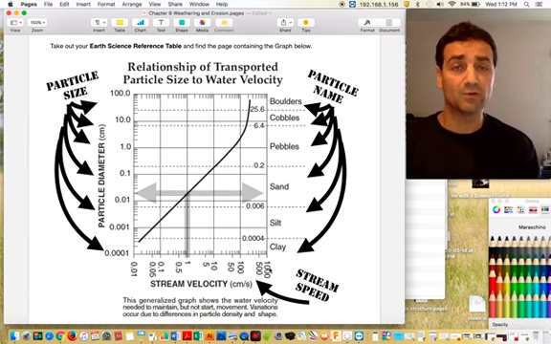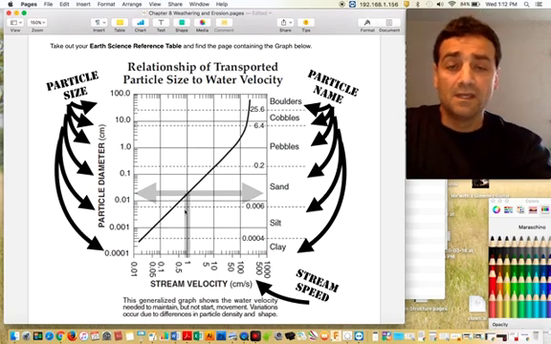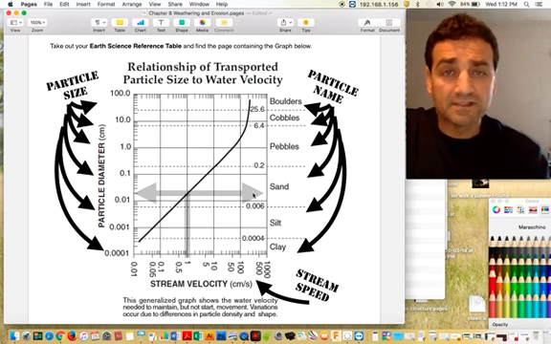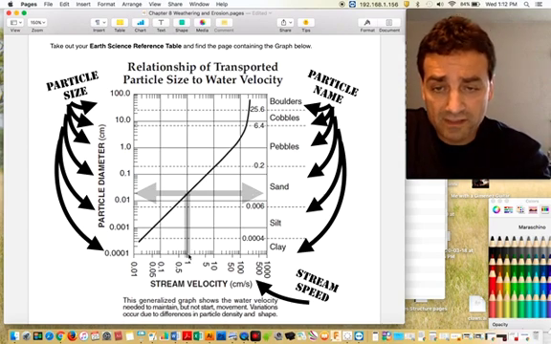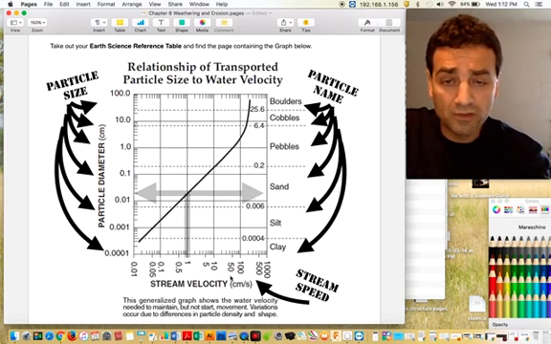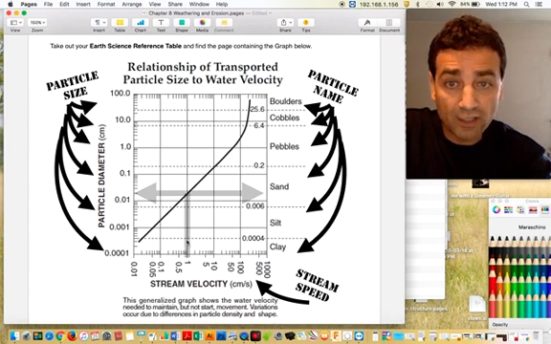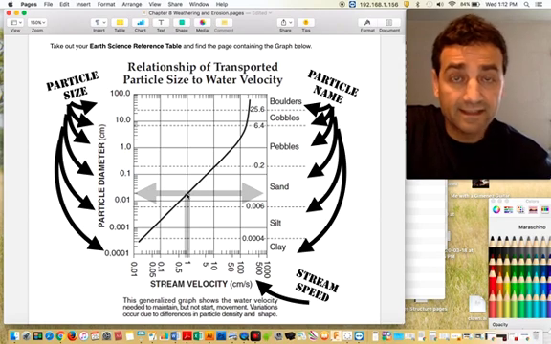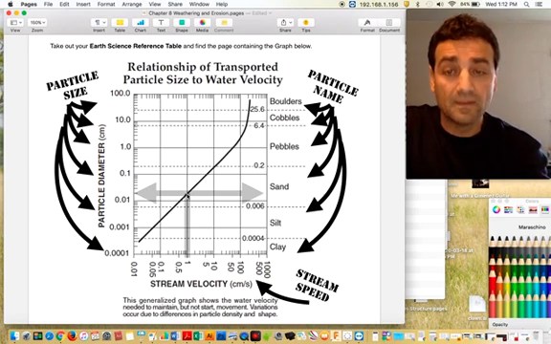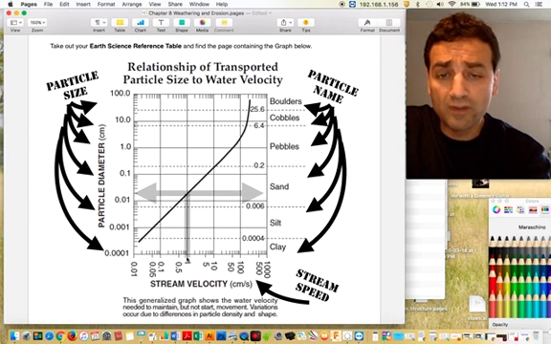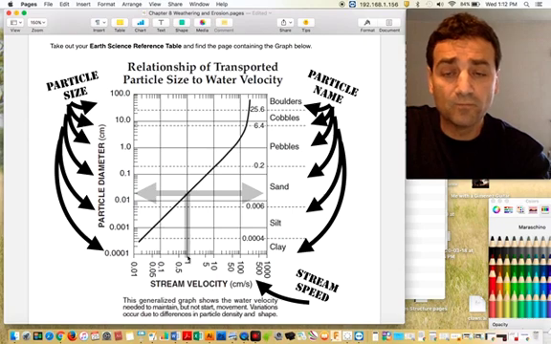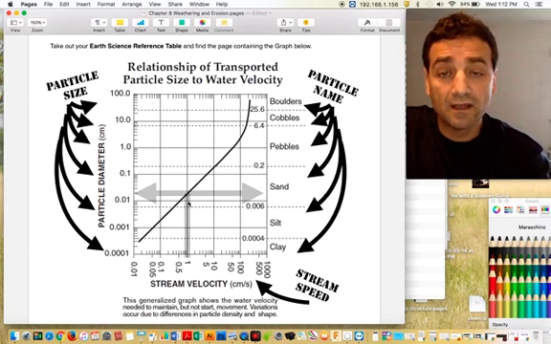Okay, so how do we read this chart? I put in these little gray lines here for an example for you. Let's just take a look at this number here, 1. That's 1 centimeter per second. If you follow 1 centimeter per second and go straight up, it touches the velocity line, that solid black line. It touches the velocity line here. Well, how big a particle can water moving at 1 centimeter per second move?